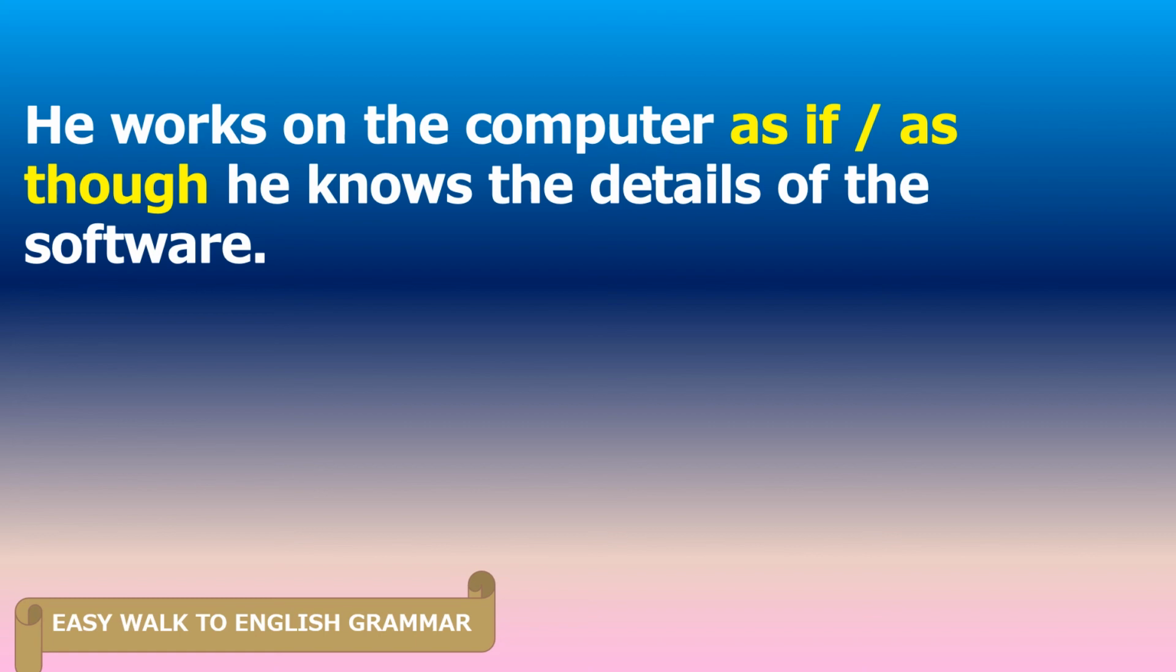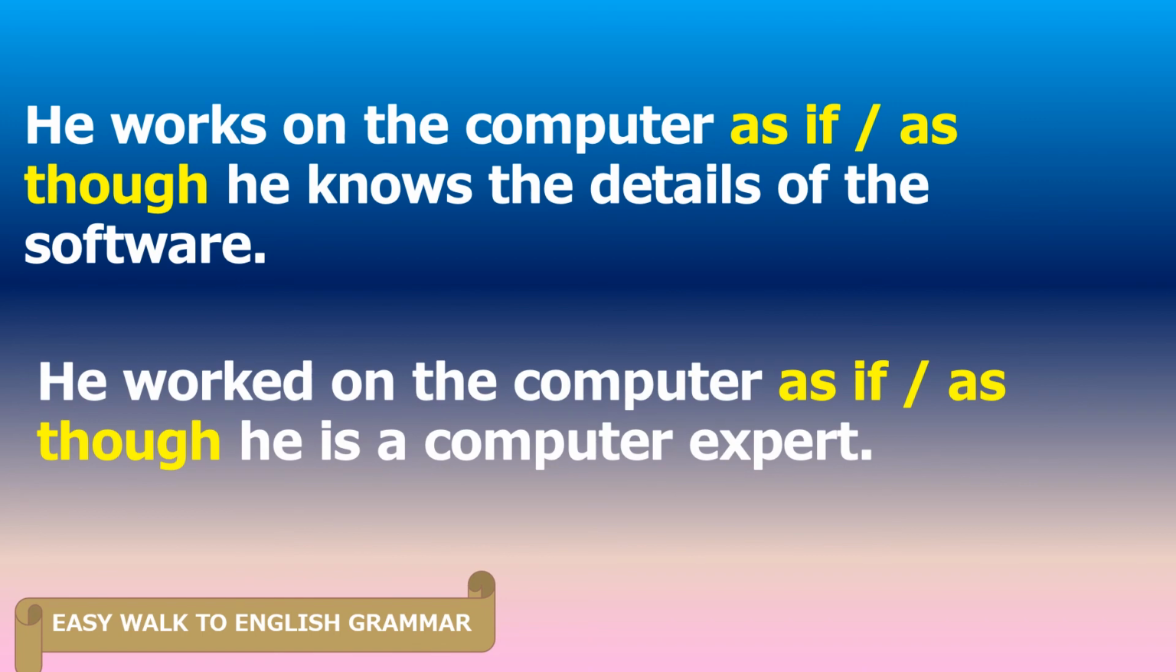That's the meaning we are trying to bring into the sentence when we use the present tense form of the verb, here, knows. We'll make this point very clear with another example. He worked on the computer as if or as though he's a computer expert.